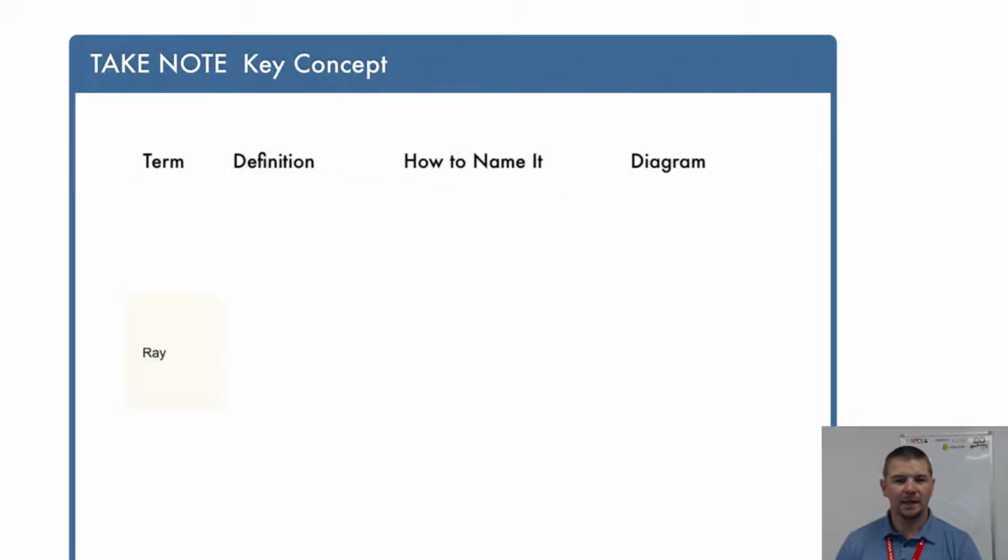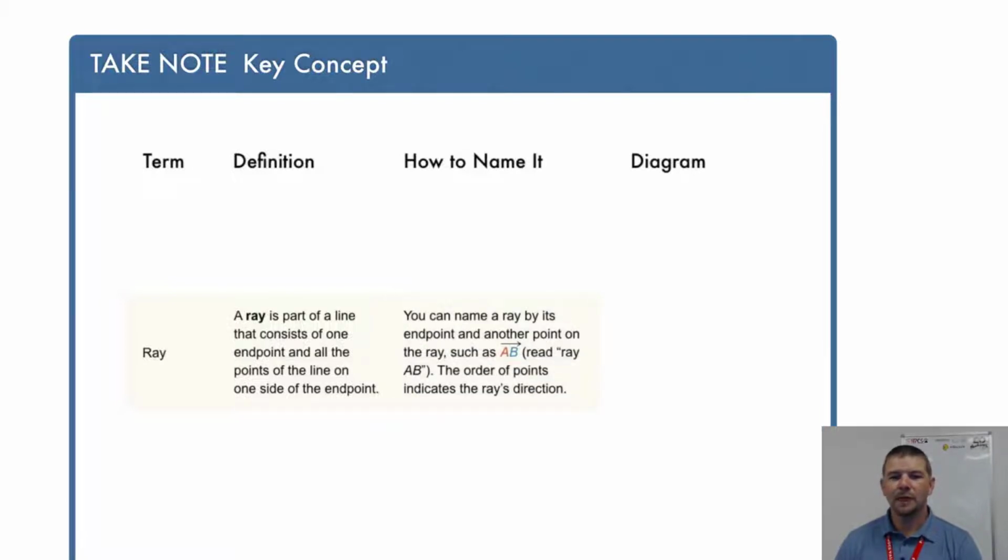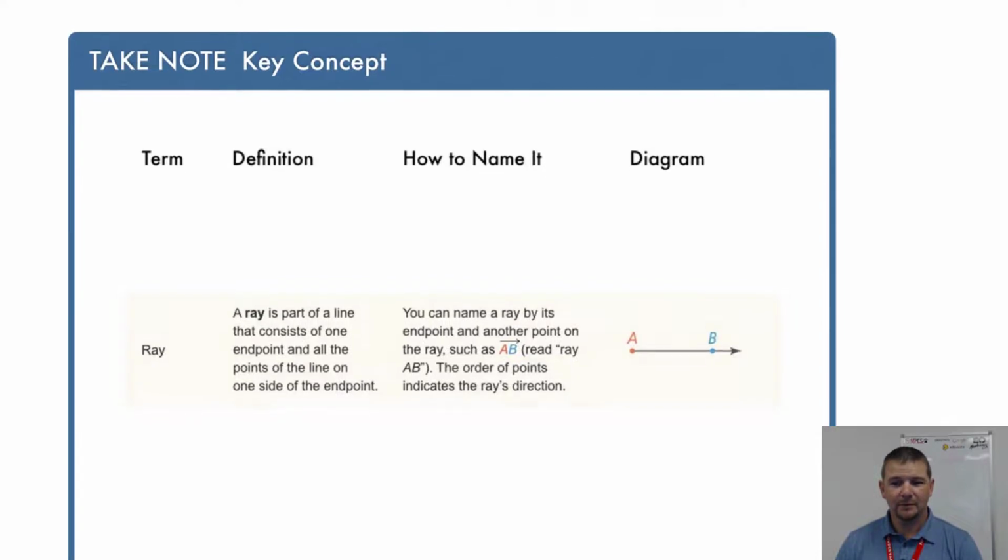Next term, ray. Definition: a ray is part of a line that consists of 1 endpoint and all the points of the line on one side of the endpoint. How to name it? You can name a ray by its endpoint and another point on the ray, such as ray AB. Note the ray symbol above the points A and B. We read that, as I just did, ray AB. The order of points indicates the ray's direction. So that's an important thing to take note of. Order matters when naming a ray. Notice in the diagram, this is ray AB.